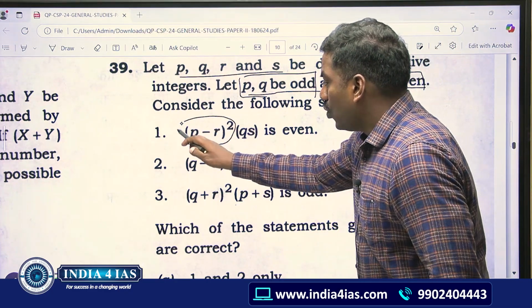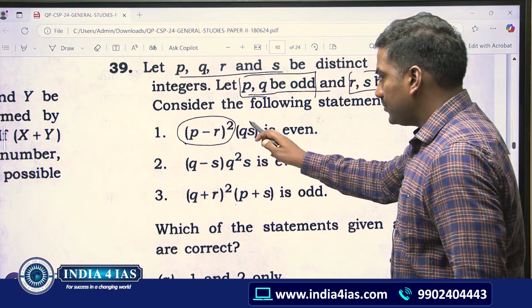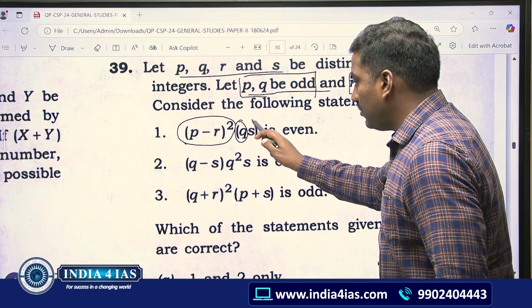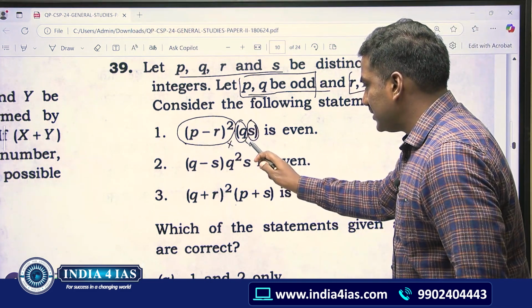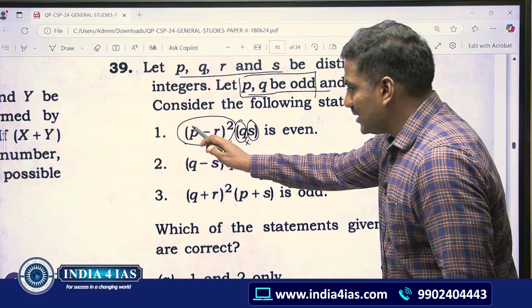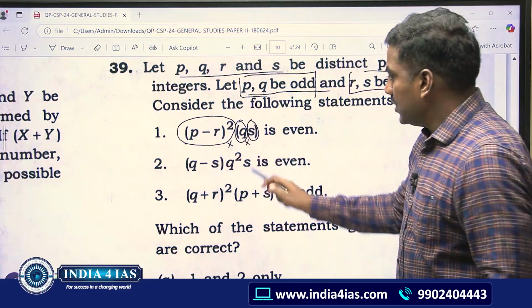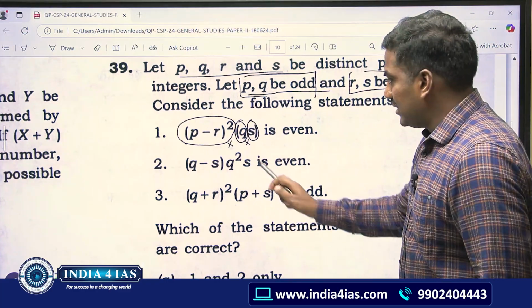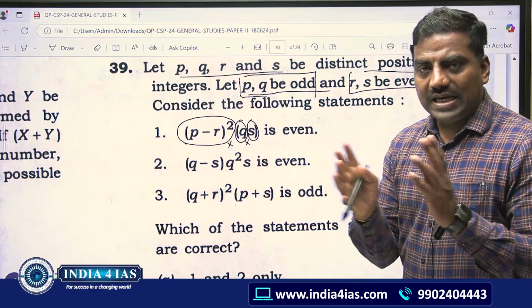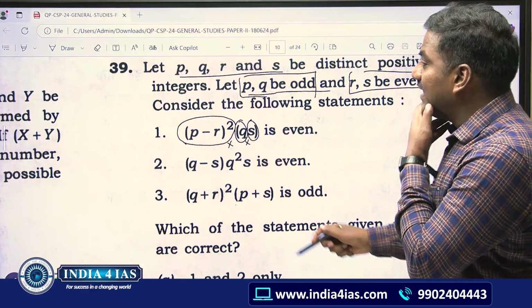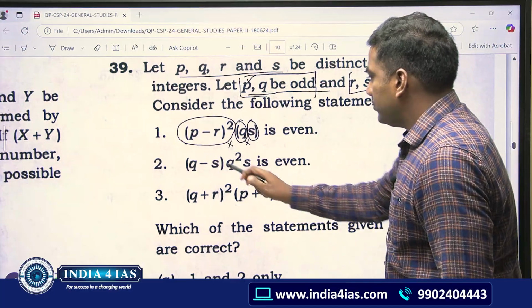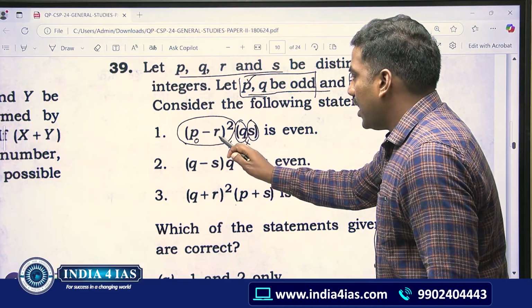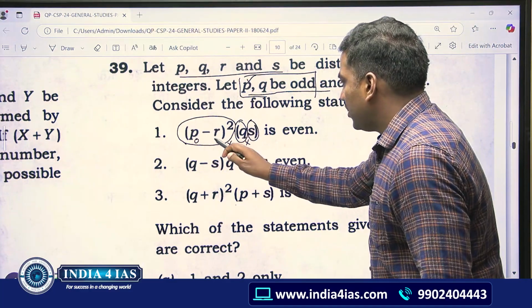This is one term, and this is one term, and this is one term, because we are multiplying these things. So I have to consider this whole as one term, this as one term and this as one term, because we are multiplying. Like that you have to have a division. And P minus R: P is an odd number and R is an even number.